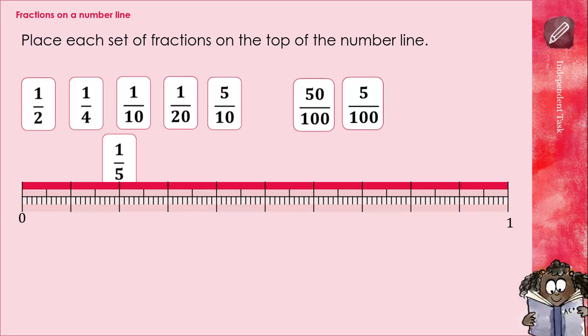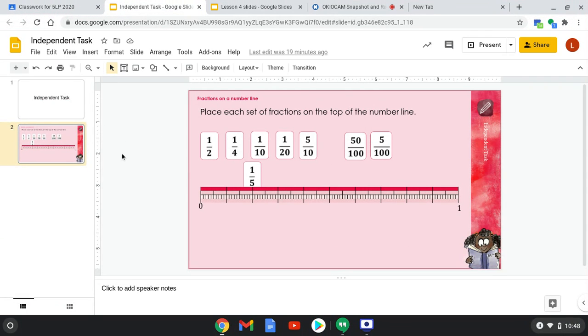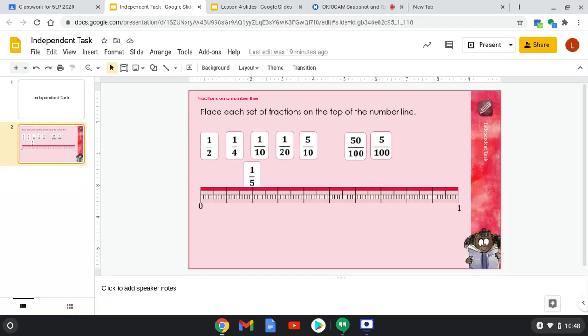Now, here is your independent task today. You'll see it in Google Classroom, of course. What you need to do is move the fractions so they are on the number line. Now, the number line's been split up into lots of different sections, so you're going to have to work out what the sections are. Some of them are tenths, 20ths, hundredths, etc.